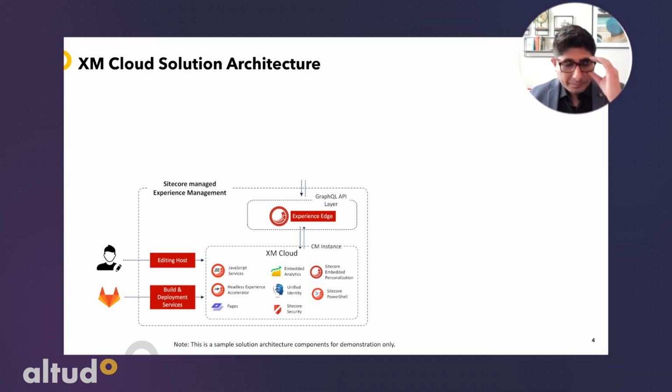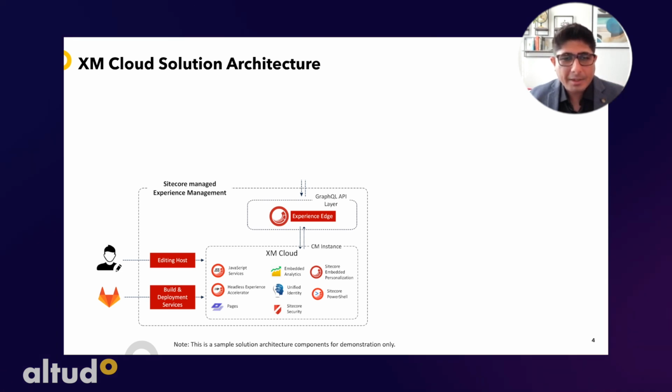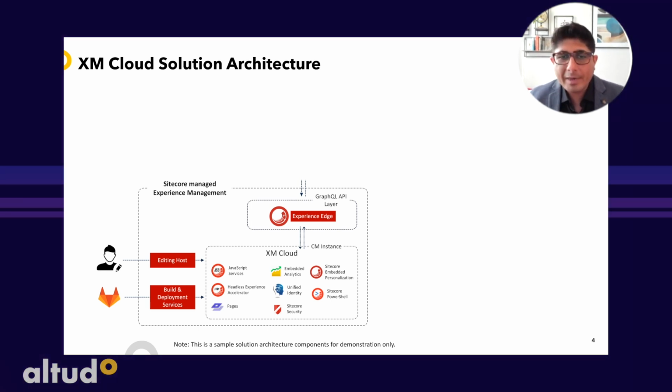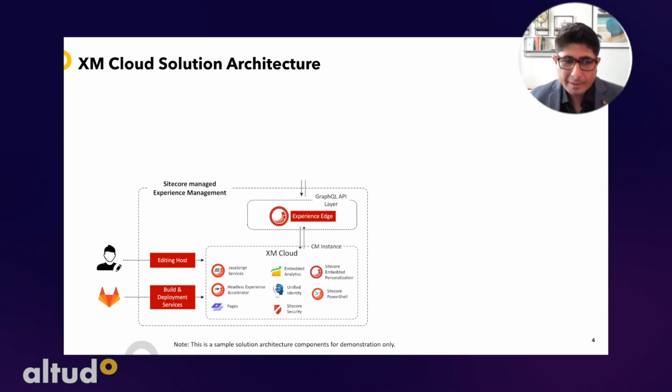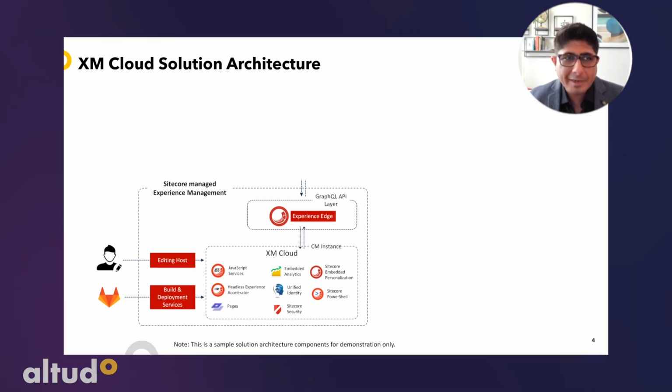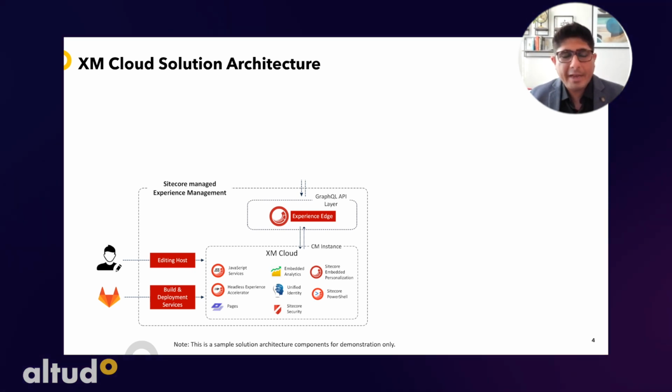Now, as XM Cloud is a headless CMS, we need a layer of services which can be used to extract the data from the CMS and build a head. And that is where the Experience Edge GraphQL API layer comes into the picture. So when we manage the code, we are deploying on CM only for CM related enhancements. And let's understand there is no content delivery server being provisioned as part of XM Cloud anymore.